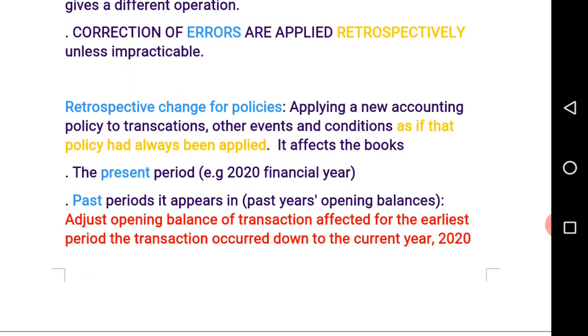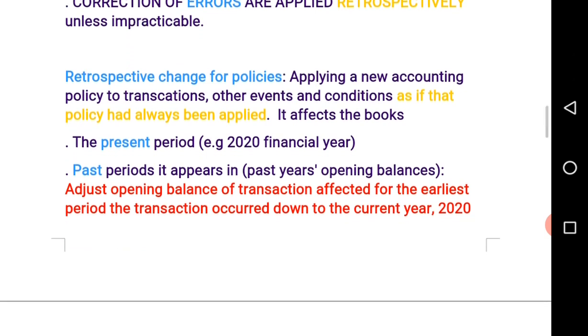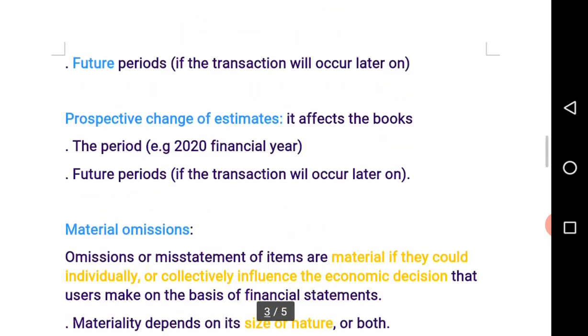Then we have the past periods here. Adjust opening balances of transactions affected for the earliest period the transaction occurred down to the current year, 2020. Then the third and final is future. So we have past, present, future. If the transactions will occur later, the 2021 financial statements will no longer take the old principle we used, but will take the new principle.